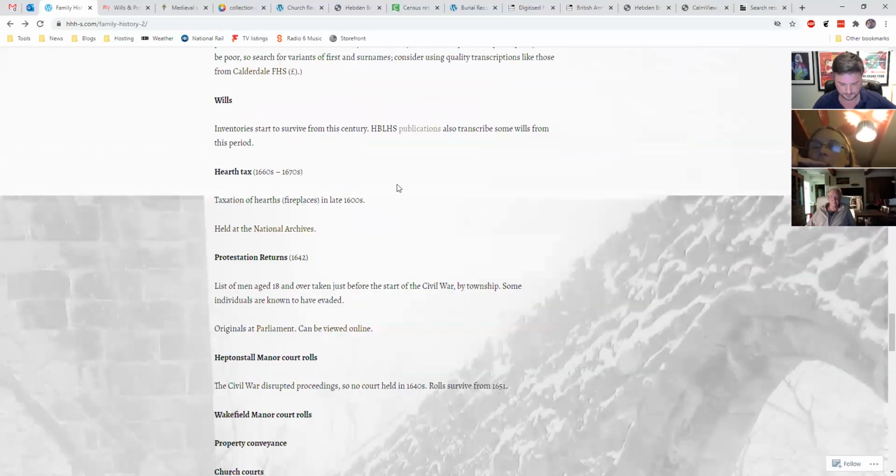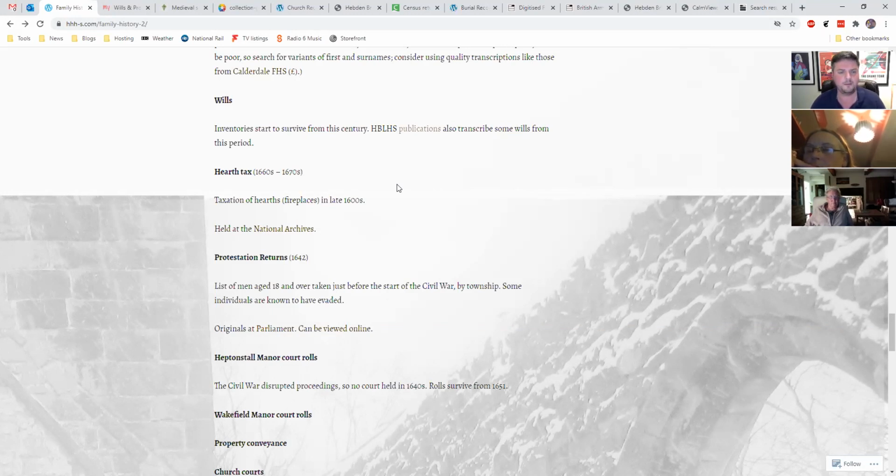Hearth tax forms part of a series, well, the tail end of a series of taxation records naming individuals. Hearth tax was levied for a couple of decades on the number of fireplaces that you had in your home. There used to be quite a good website for this, but it seems to have vanished in recent years. And I think there are some books with transcriptions of them.